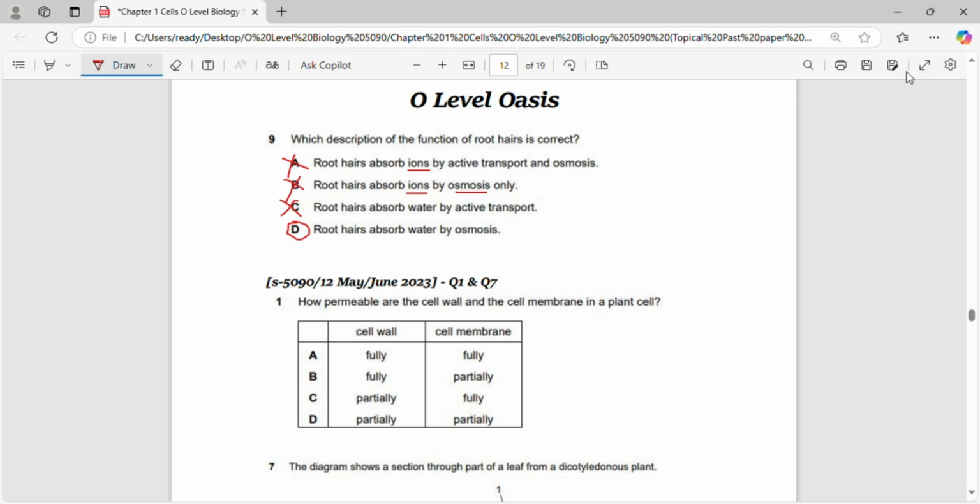This is a question about the permeability of the cell wall and cell membrane in plant cells. We know that the cell wall is freely permeable, while the cell membrane is partially permeable. Let's evaluate the options. Option A is incorrect because it states that both the cell wall and membrane are freely permeable. While option B is the correct answer, as it accurately states that the cell wall is freely permeable and the cell membrane is partially permeable. Therefore, option C and option D are incorrect.